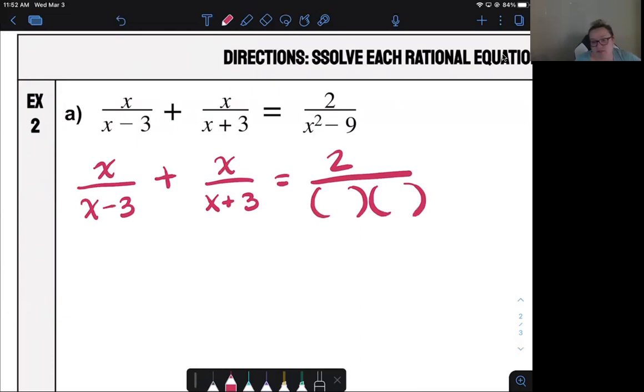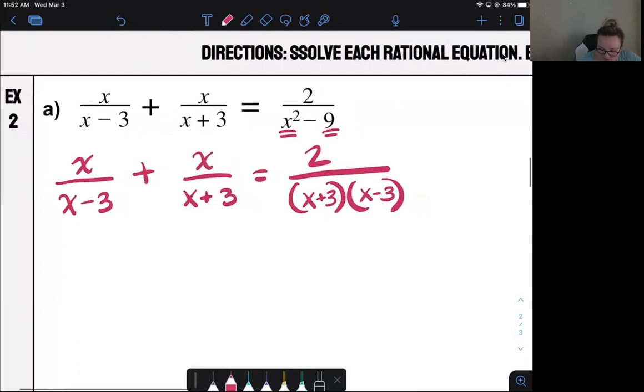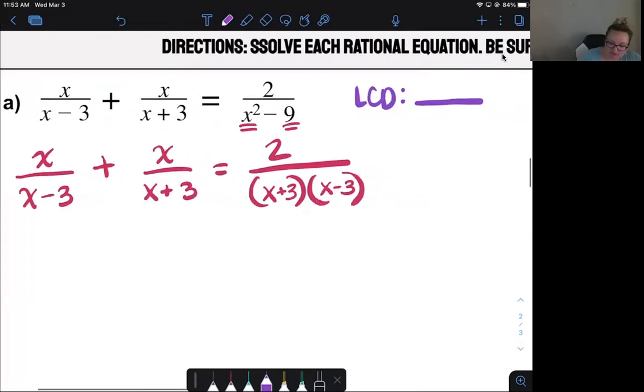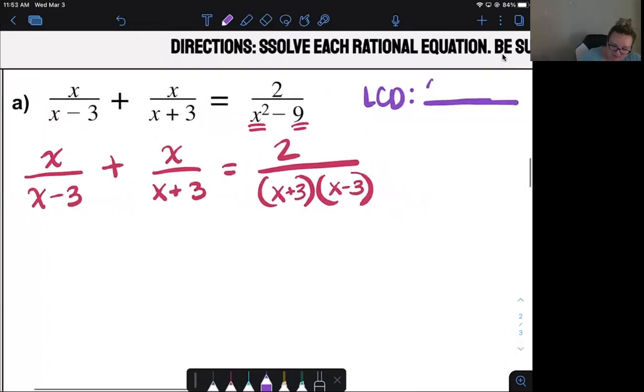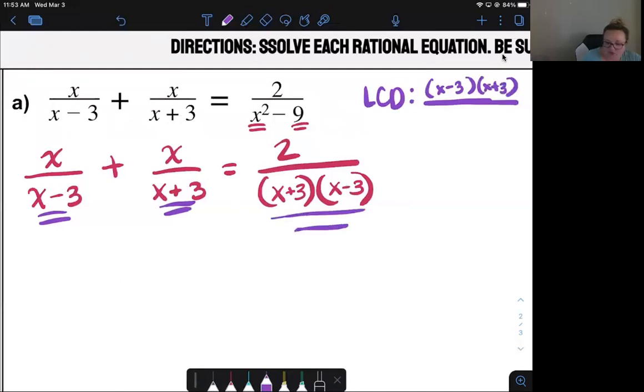So we can factor a difference of squares by taking x times x, which would get us that x squared, and 3 times 3 would get us 9. And then one has to be positive and one has to be negative. So then let's figure out what our LCD would be. Our LCD needs to include x minus 3 from here. It needs to include x plus 3. And then it needs to include x plus 3, which it already has, and x minus 3, which it already has.